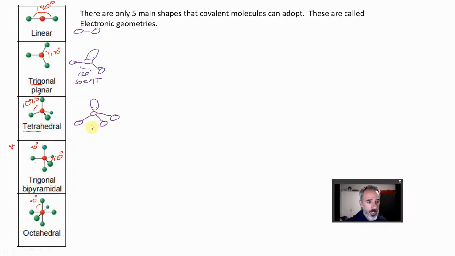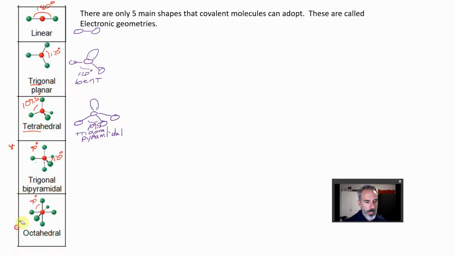Now, not a lot's changed here, though. Of course, the bond angles are still 109.5. We said our name was going to be Trigonal Pyramidal because it's pyramid-like. All right? As long as we're here, we're going to talk about one thing that's super important. When I said the bond angles are 109.5, that is not 100% true.